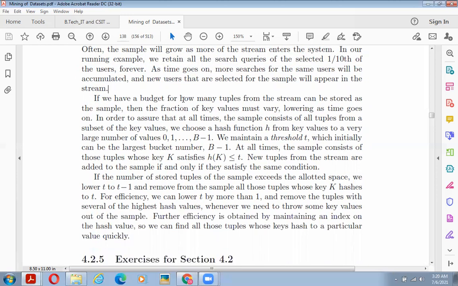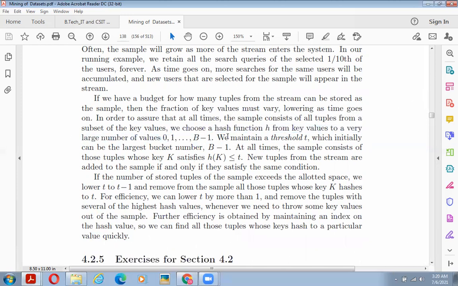Now, if you have a budget for how many tuples of the stream can be stored as a sample, then the fraction of the key values must vary, lowering as time goes on. In order to assure that at all times the sample consists of the tuples from a subset of the key values, we choose the hash function h from the key values to a very large number of buckets, 0 to B minus 1.